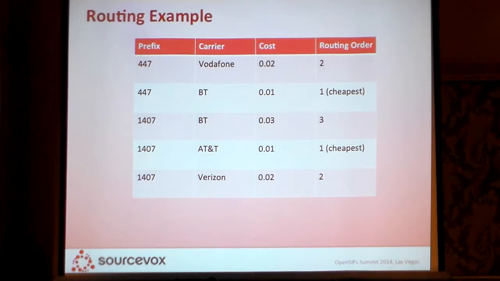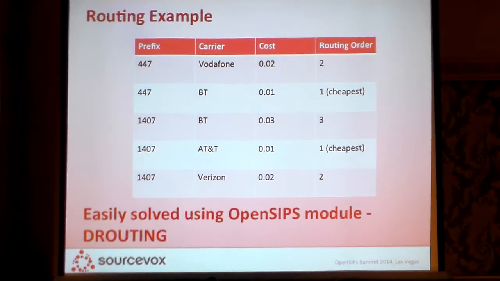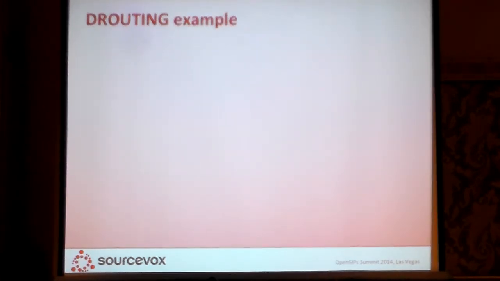Again, for the USA, Orlando, AT&T, Verizon, BT, AT&T being the cheapest. This is what the business has got in front of them. They want the call to go to the cheapest carrier. Now, it's easily solved using the OpenSIPS module dynamic routing. Here's a quick example of dynamic routing. Has everyone in the room used dynamic routing before?